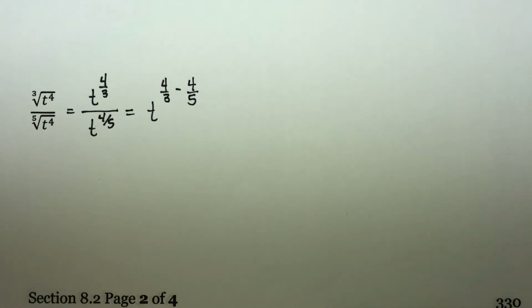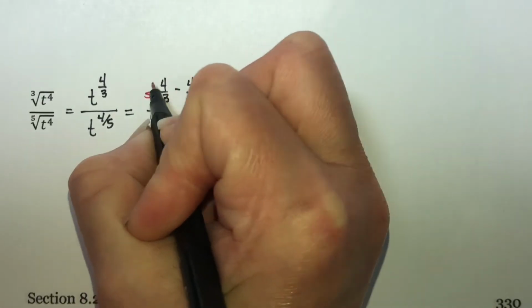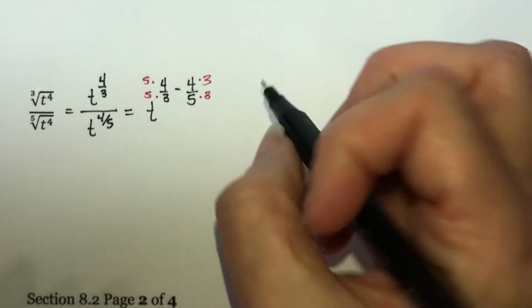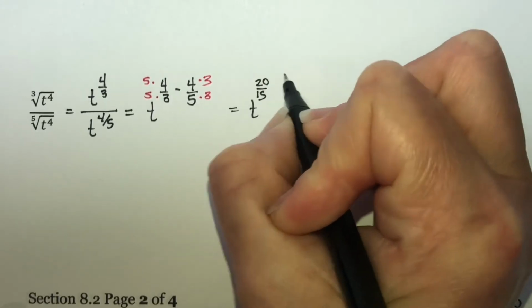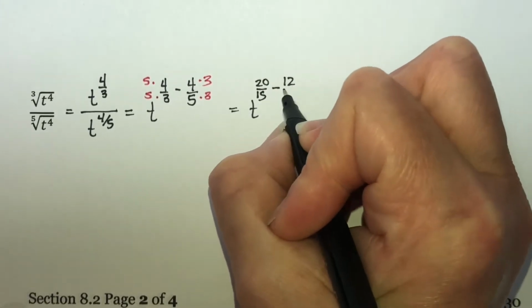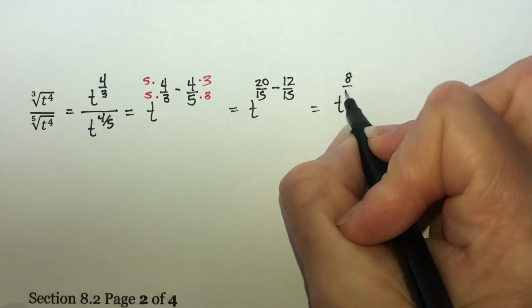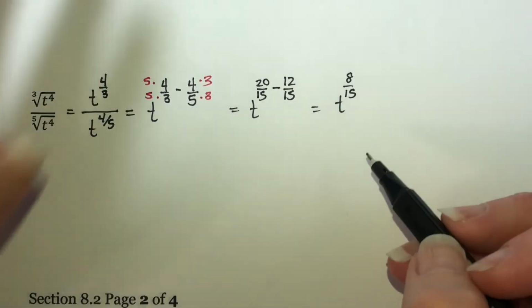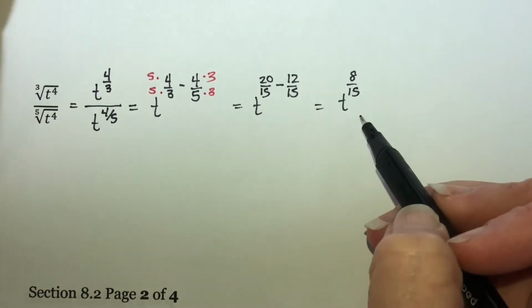Now you can use your calculator to do this, or you can go ahead and get a common denominator, which would be 15. So if I multiply this by a 5 and this by a 5, and then this by a 3 and this by a 3, I have t to the 20 over 15 minus 12 over 15. So this is t to the 8 over 15. I would reduce this fraction if I could, but it doesn't. They might ask for your answer in exponential form. In that case, you would leave it like this.